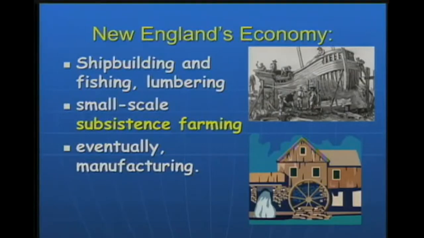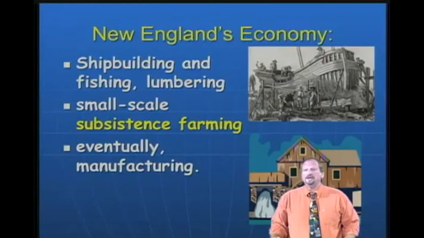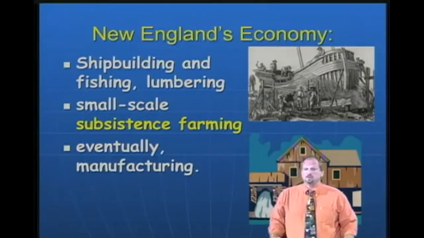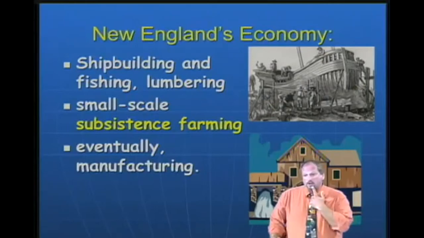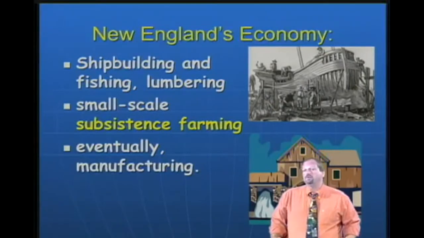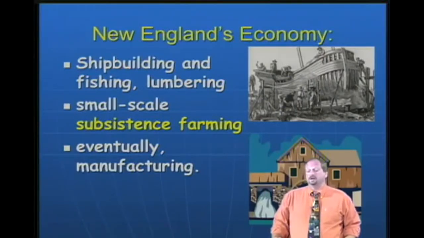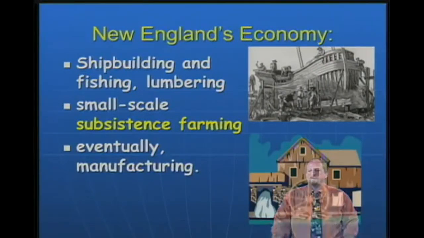Small-scale subsistence farming. Now, subsistence means growing only enough to survive, and therefore they had to grow on a small scale. Why would they do this? The soil was very rocky. The growing season was very short. Eventually, they developed manufacturing, utilizing the power of the river as a source of power for a factory.